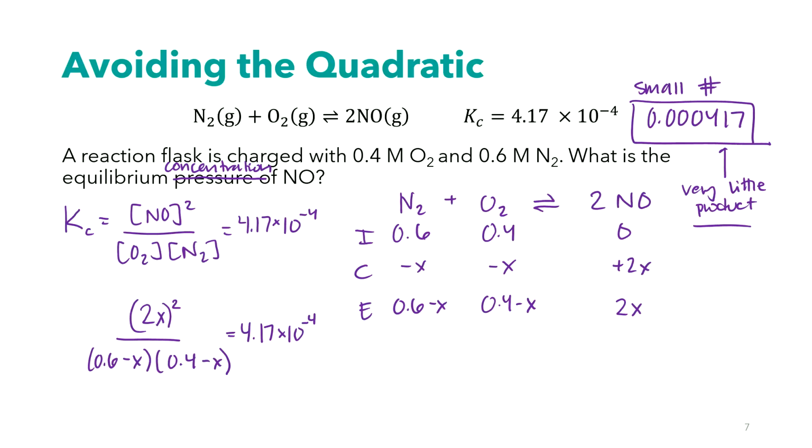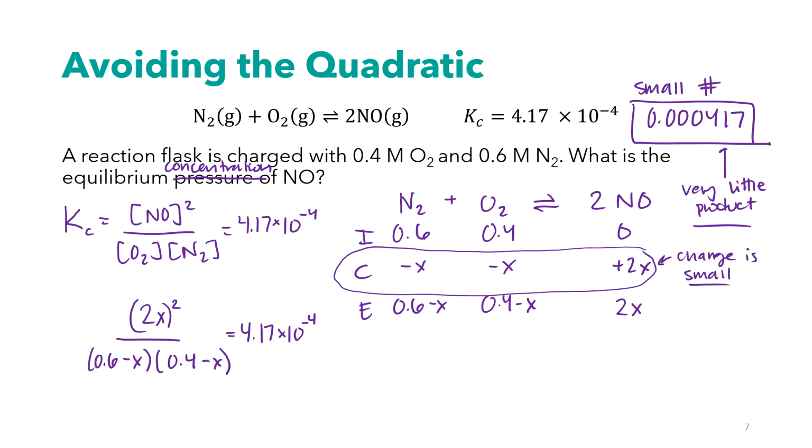And I did that analysis because I know that Kc is a small number. That means I should have mostly reactants. That's where I'm starting. I am starting with only reactants. So this change is small. This is an assumption here where I now say if x is very small, that means I can really call this 0.6, right? I'm thinking x is going to be a very small number.